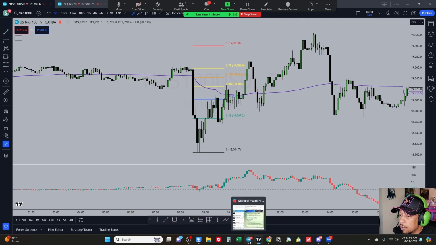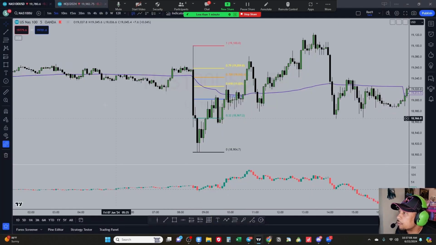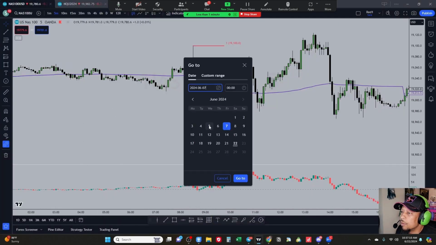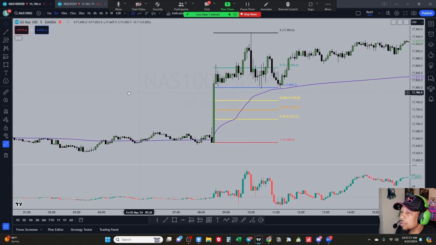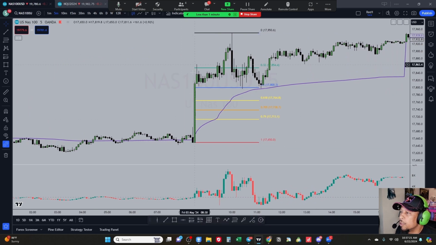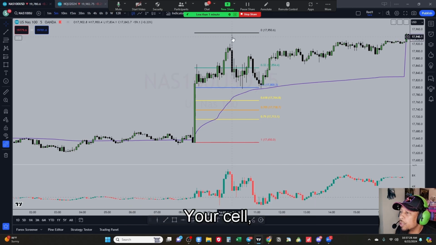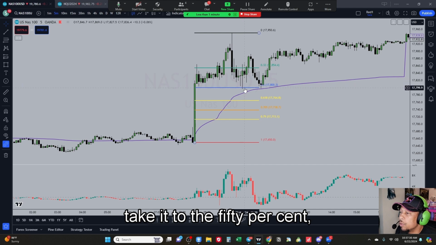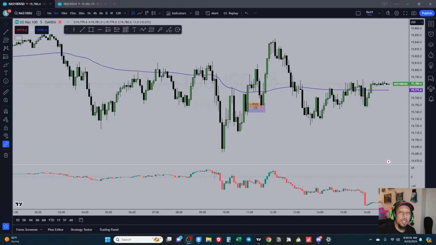What was the other date? 5/3. Back. Here's news again. Got your giant candle. Blast it off until it finally got weak. There would have been a doji somewhere in here on the 1-minute. Place your sell. Take it to the 50%. Same thing every time.